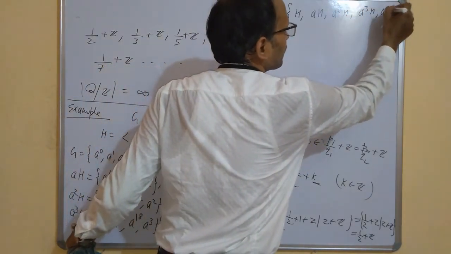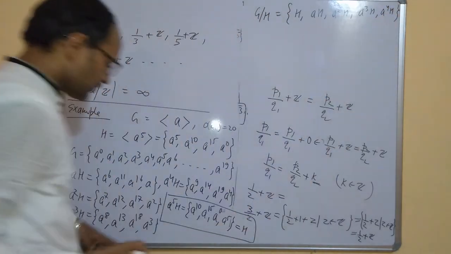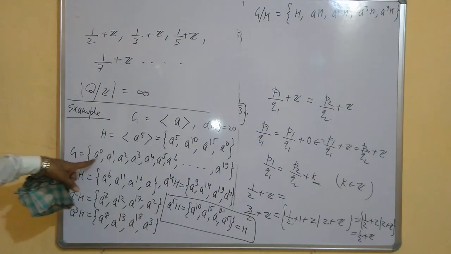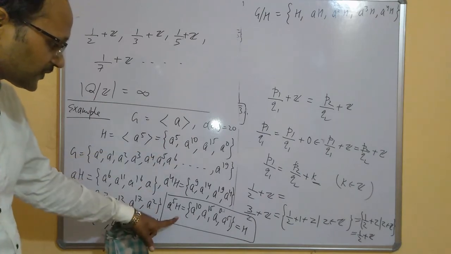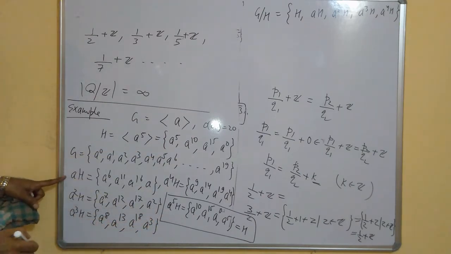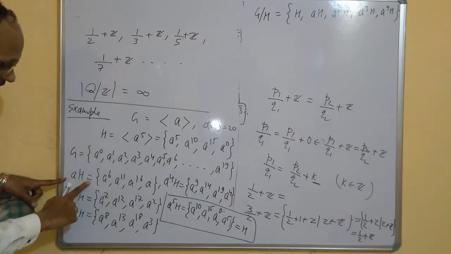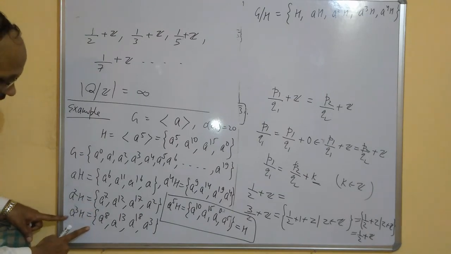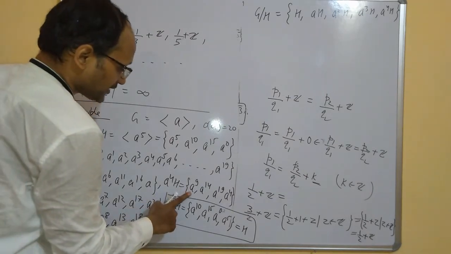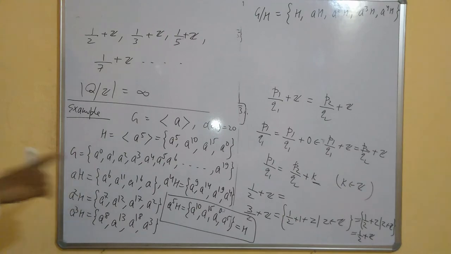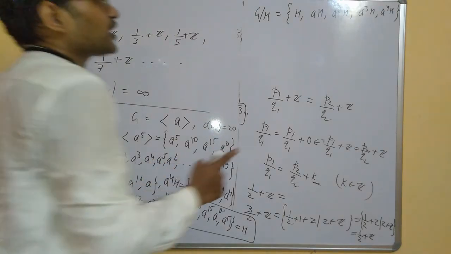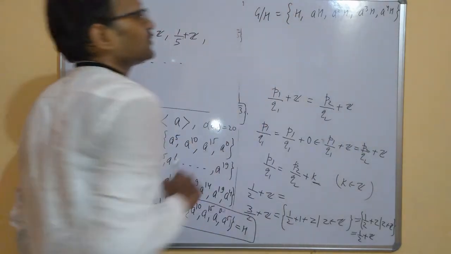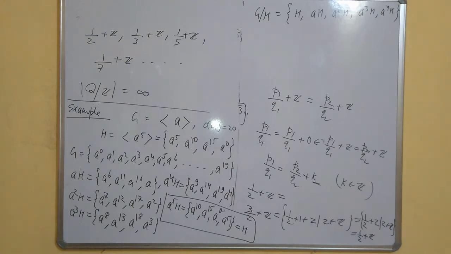and a to the power 4 H, and a to the power 5 H when we determine, it comes to be H. And if I take a to the power 6 H, you can check that it will be this one, a to the power 7 H will be this one, a to the power 8 H will be this one, a to the power 9 H will be this much. And this thing will go on repeating, so it is not hard to see that there will be only these 5 cosets.